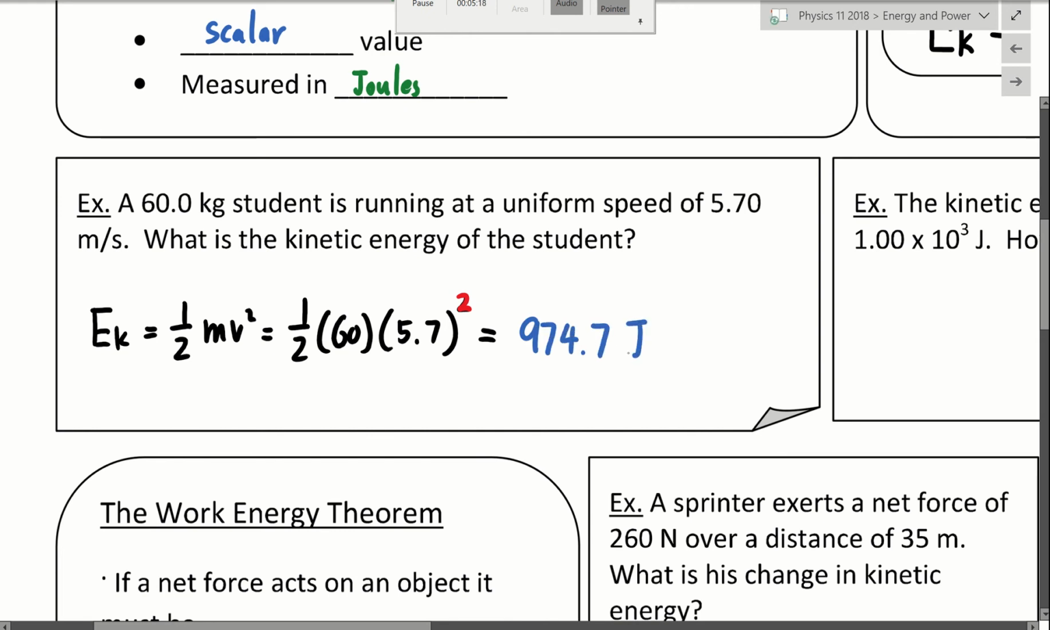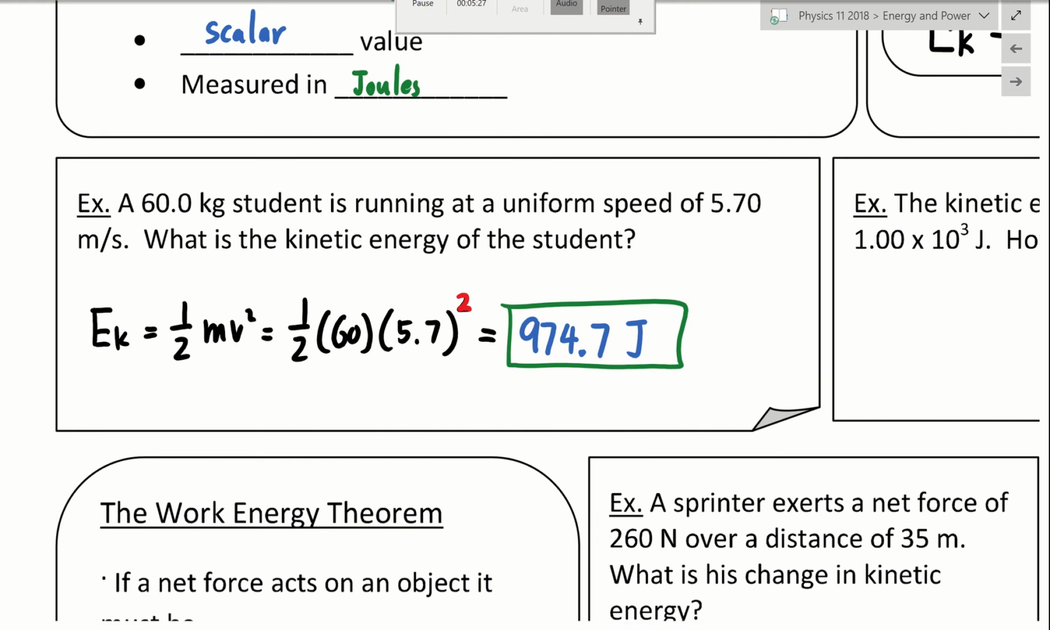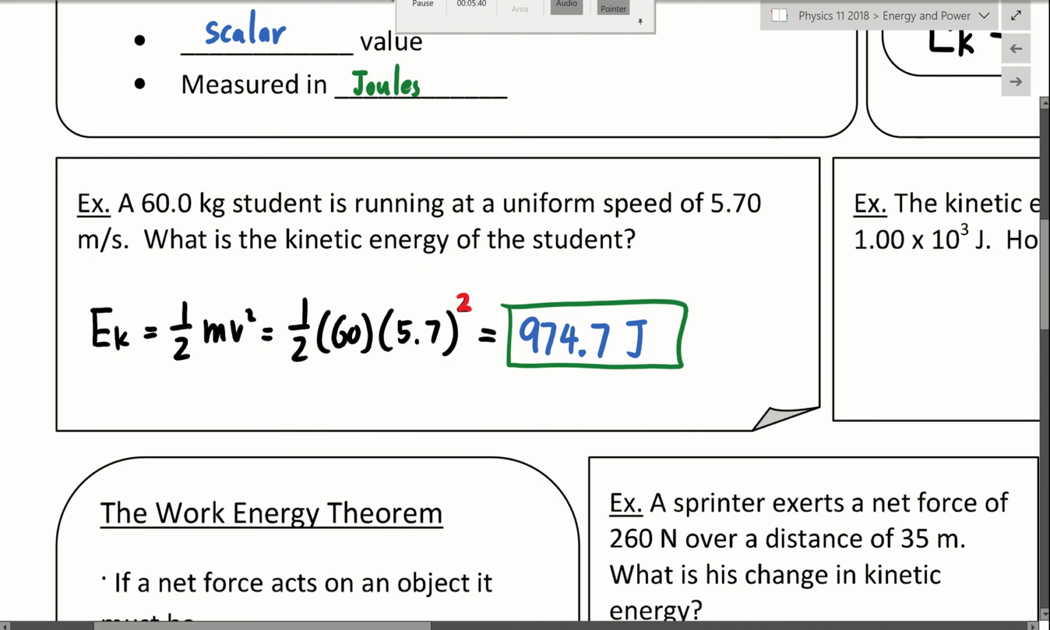974.7 joules of energy. That means to bring yourself from rest to that speed, you need to exert at least 900, almost 1,000 joules of energy in order to bring you to that speed. Now, that's not about maintaining that speed. Maintaining, you have to continuously provide that energy. Okay?